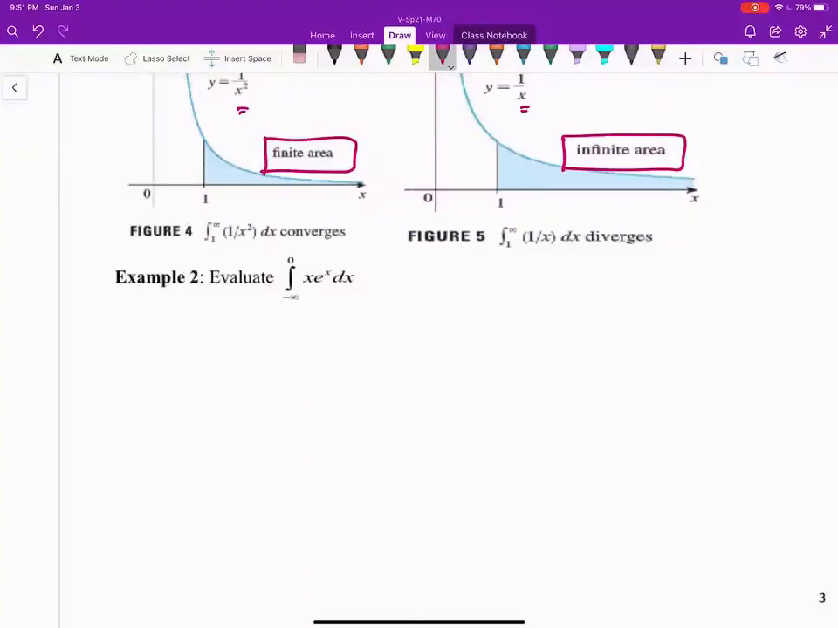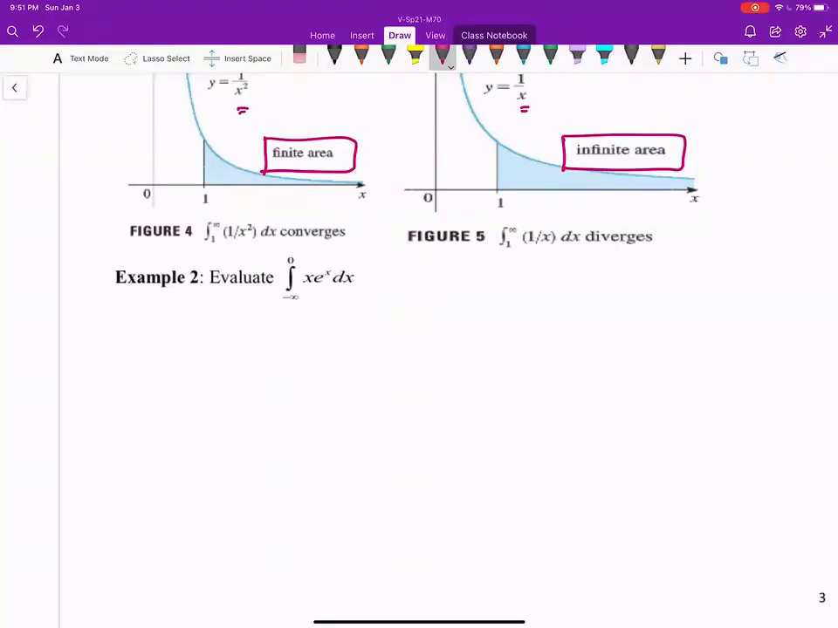Welcome back. We'll try example 2. Evaluate the integral from negative infinity to 0 of x times e to the x dx. This part of the video is part 2, part B of 7-8. We are going to be showing some examples of type 1 and type 2.